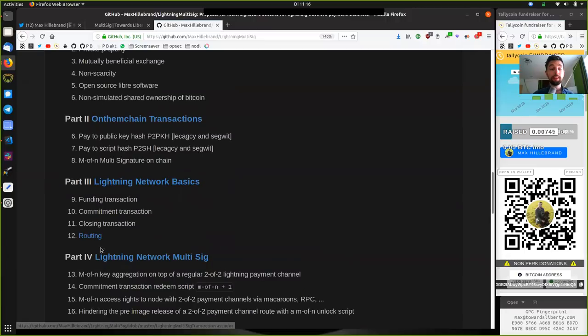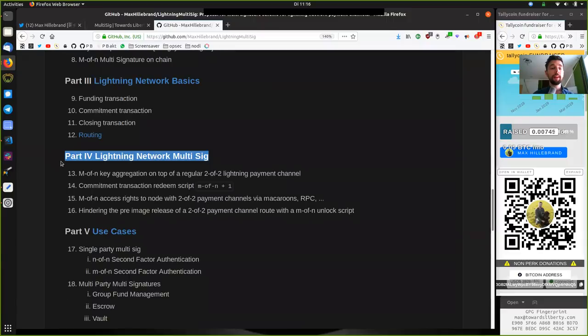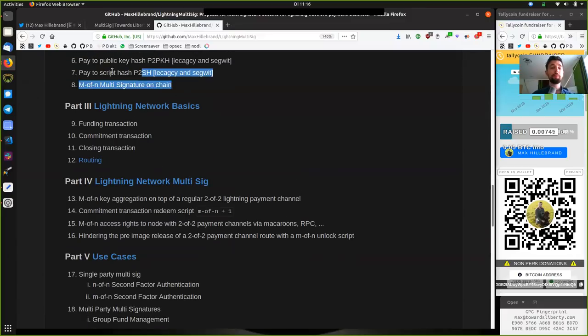Then I would say here starts the really novel part of the thesis, which is part four, Lightning Network multi-sig. Here I want to explore how we can combine the multi-signature approach, or at least achieve the same result, to have non-simulated, and that is very important, shared ownership of Bitcoin. It's easy to have a paper claim and to somehow simulate that, oh yeah, trust me, I will give you access to your gold coin in the future as well.